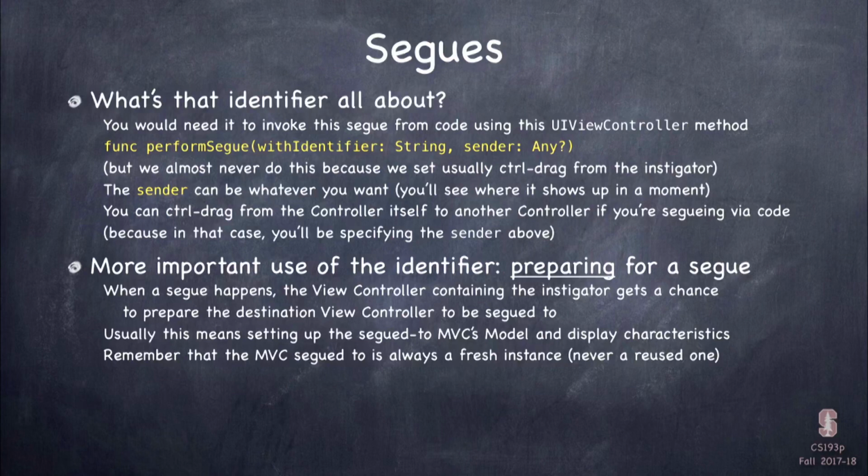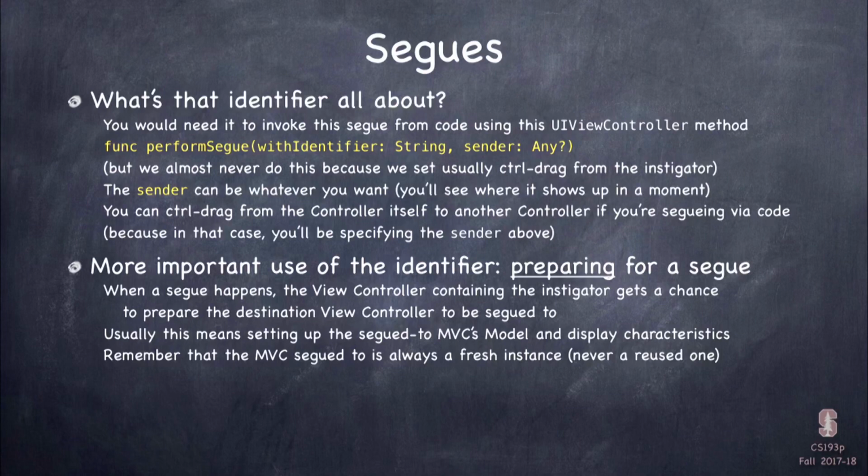Okay, think about the calculator example. I press graph, and it's going to show me a graph. Presumably it's going to show me a graph of what's in my calculator. Well, I have to somehow let that new graphing MVC know what equation to graph. We call that preparing that MVC to do its job. And segues always create a new MVC, so they always have to be prepared to do what they do.